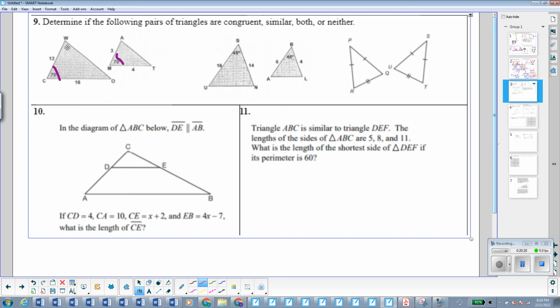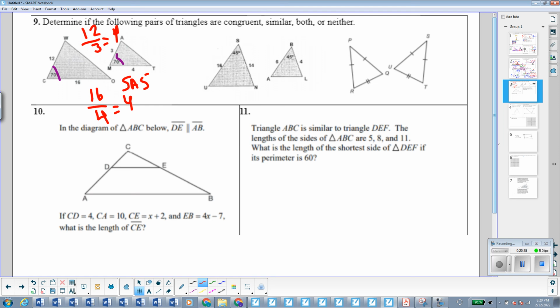So I'm going to find the scale factor. Let me do 12 divided by 3. That's 4. And let me do 16 divided by 4. And guess what? That's also 4. So these two triangles are similar, and they are similar by SAS.